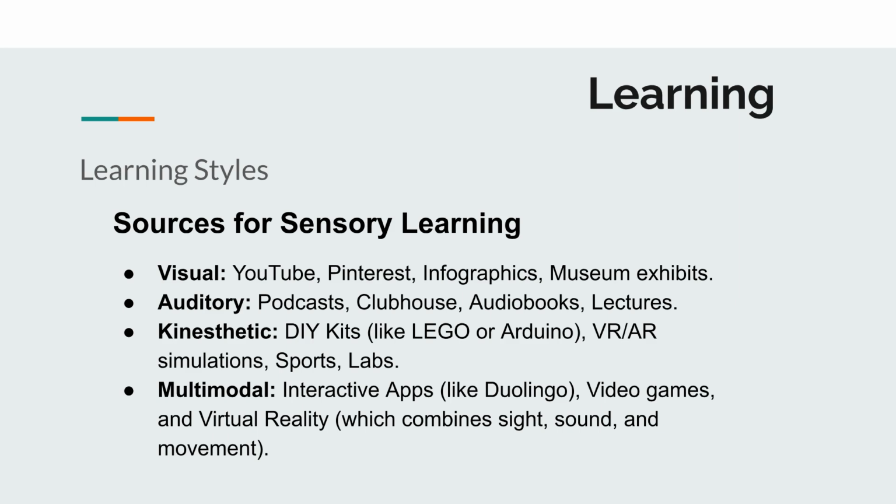Sources for sensory learning include visual tools like YouTube and infographics, and auditory sources like podcasts and audiobooks. Kinesthetic learning is supported by DIY kits, sports, and labs. Multimodal learning sources include interactive apps and virtual reality.